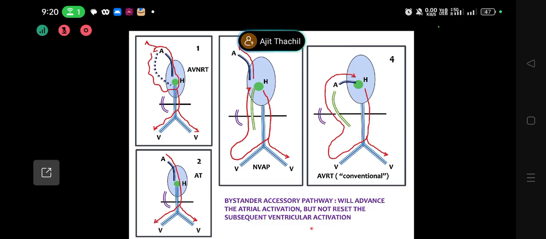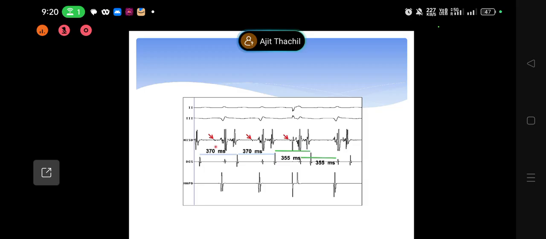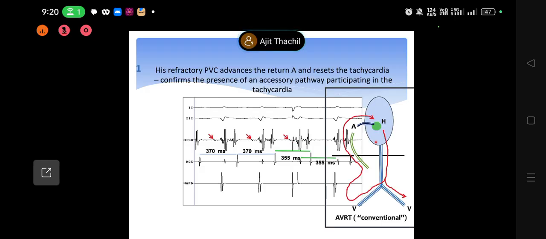Now let us see the application of these concepts. So here, the first thing we need to ensure is that the PVC comes at or after the His. So the first thing we need to do is look at the His. Here is the His, the red is the His. And this line is your pacing spike. That pacing spike has fallen after the His. So this PVC has come when the antegrade limb of the circuit is refractory. So this is basically what has happened.